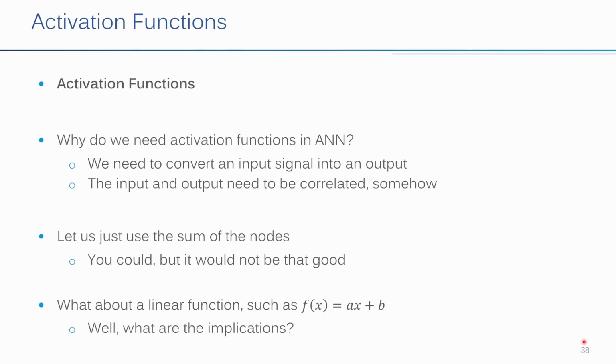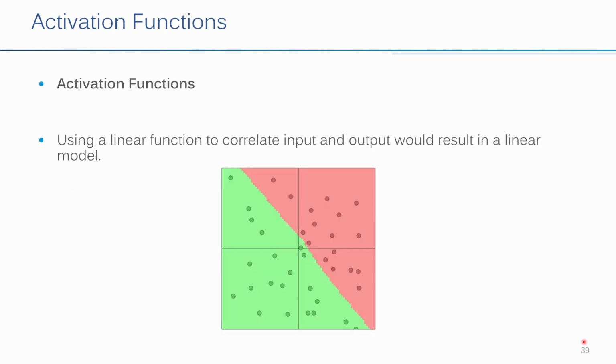Well, you would be able to correlate the input and output, but this would only be a good correlation if the input and output are linearly separable. So if you have something like this as a linear function being your activation function, such as the one that we just saw, we do correlate the input and output, but this linear model wouldn't be that useful, unless, of course, for this example that we are seeing here right now.